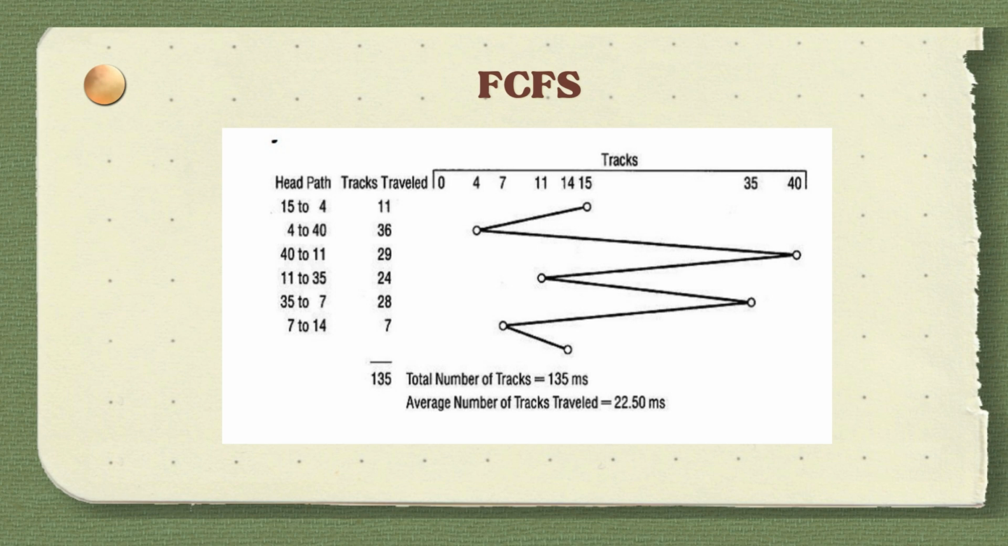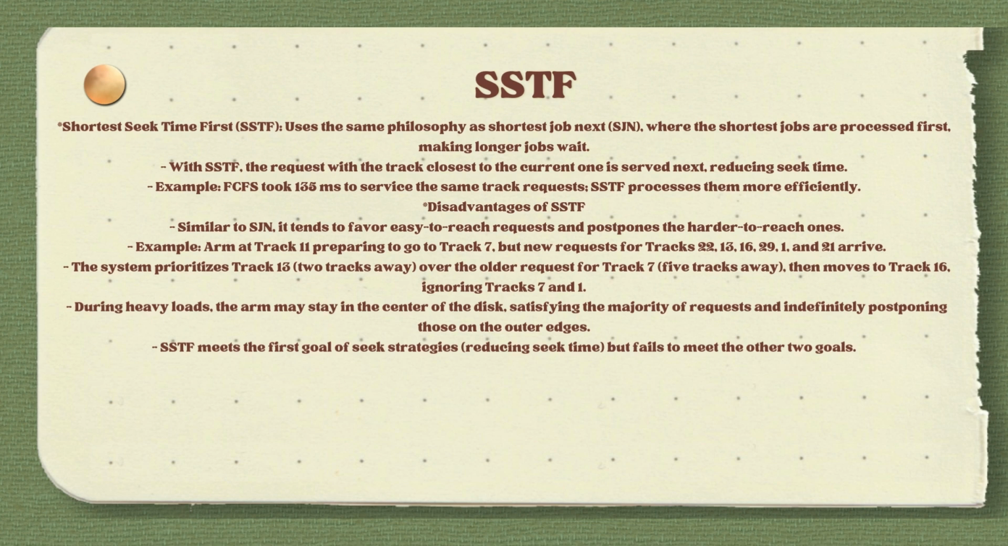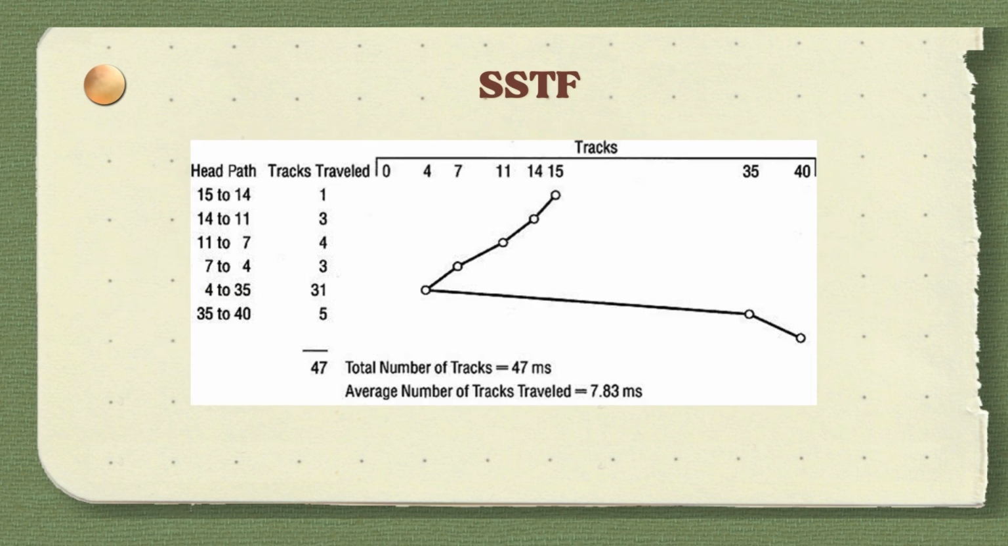So next is SSTF. SSTF means shortest seek time first. SSTF uses the same underlying philosophy as shortest job next, where the shortest jobs are processed first and longer jobs are made to wait. With SSTF, the request with a track close to the one being served, that is, the one with the shortest distance to travel, is the next to be satisfied, thus tending to reduce seek times. The graph shows how SSTF works. 15 goes to 14, and 14 to 11, 11 to 7 and so on.